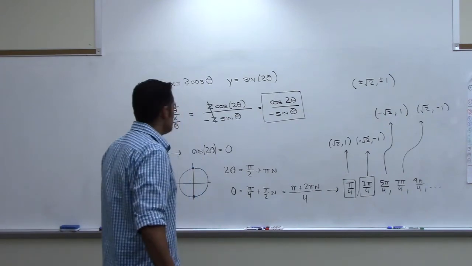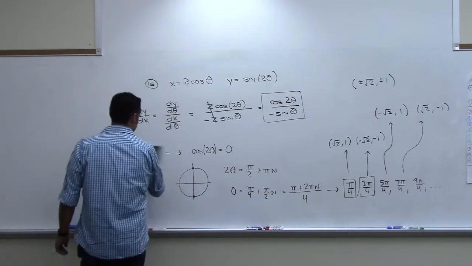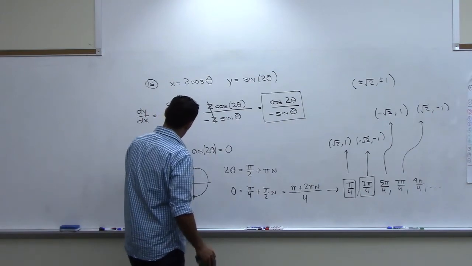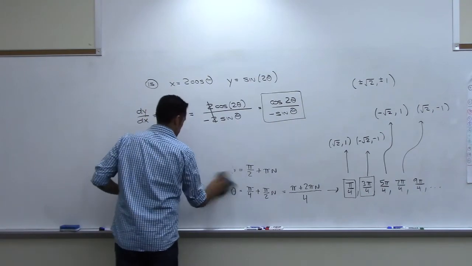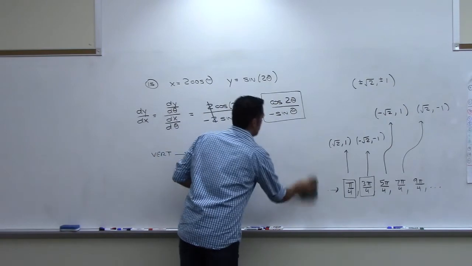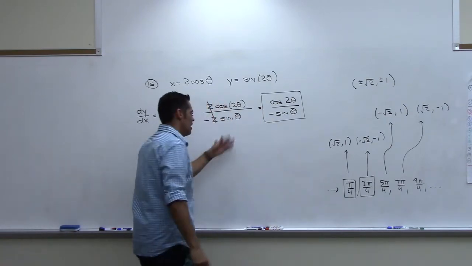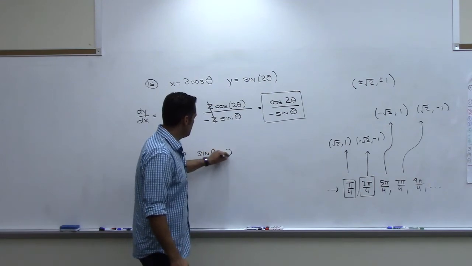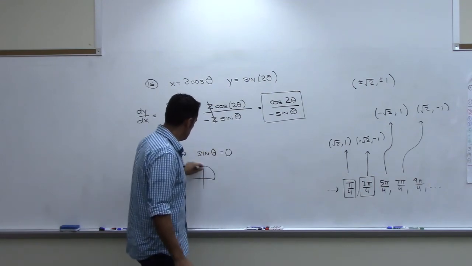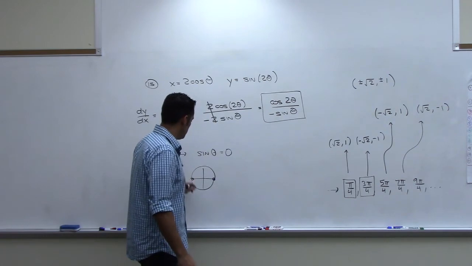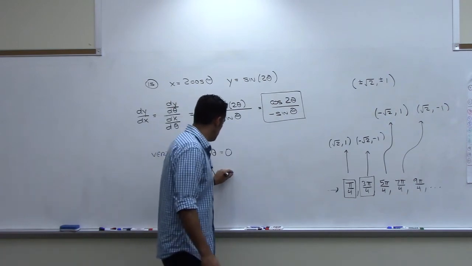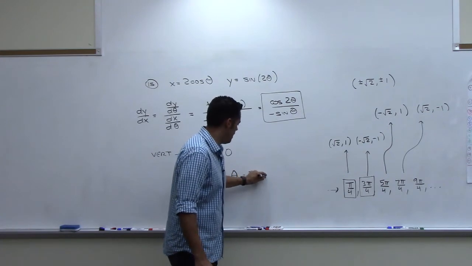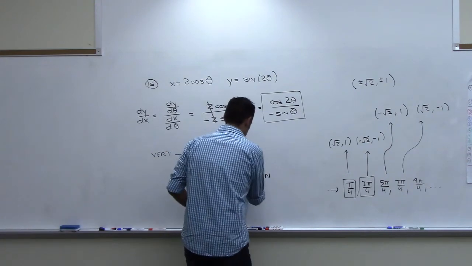Okay, that's when it was horizontal. When is it vertical? Well, it's basically going to be everywhere that you hit a solid pi. So all we're doing is setting the bottom to 0, and the negative doesn't matter. So sine theta is 0 at 0, pi, 2 pi. So how about we just say that our theta has to be pi n.